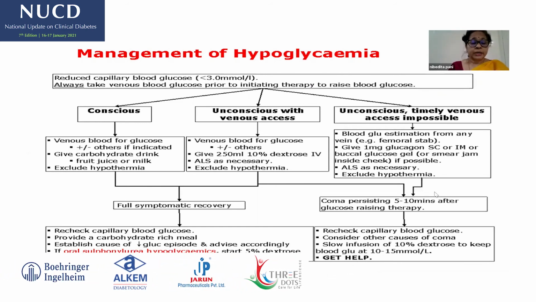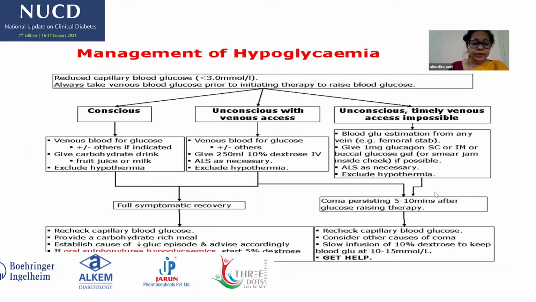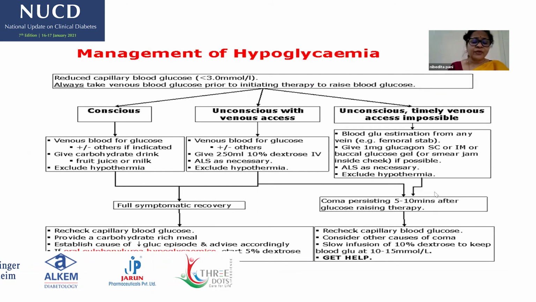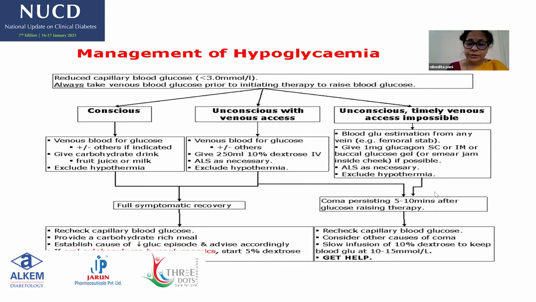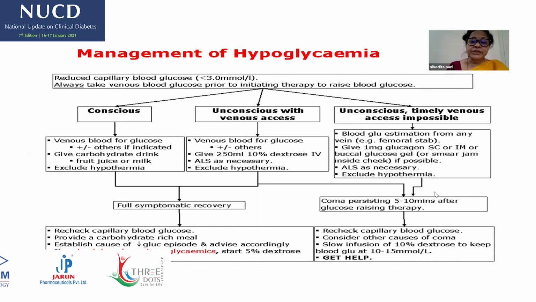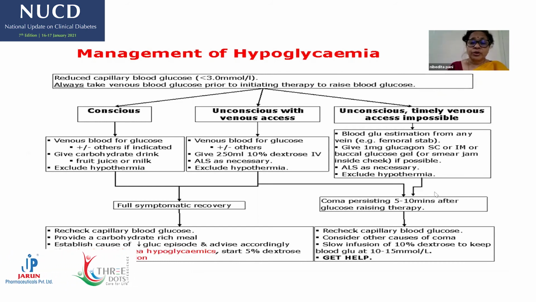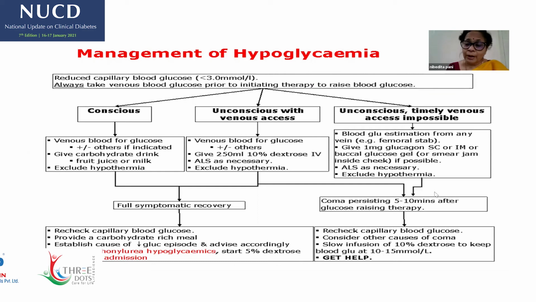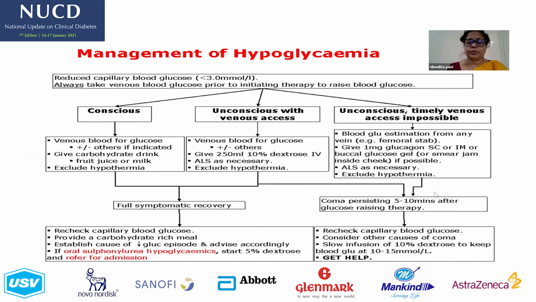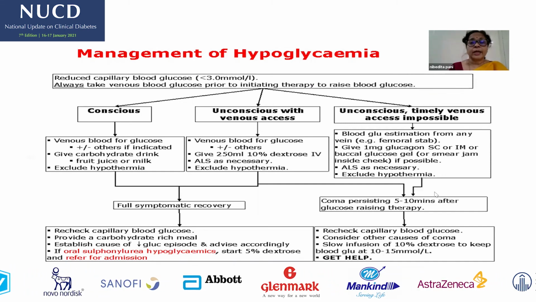If oral sulfonylurea hypoglycemia, then start 5% dextrose and refer for admission. And if the patient was unconscious and we have started with the fluid, you have to again recheck the capillary blood glucose, slow the infusion of the 10% dextrose to keep the blood glucose at 10 to 15 millimole per liter, and get help.